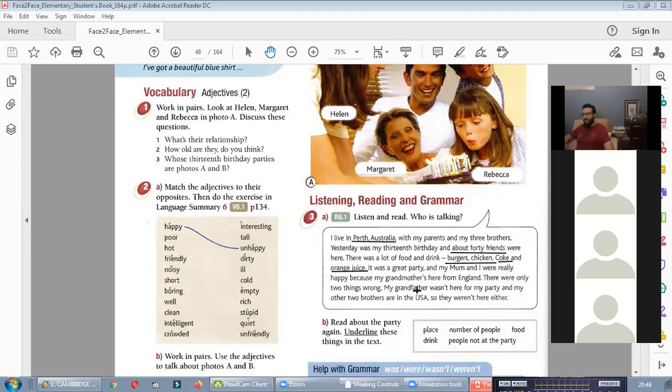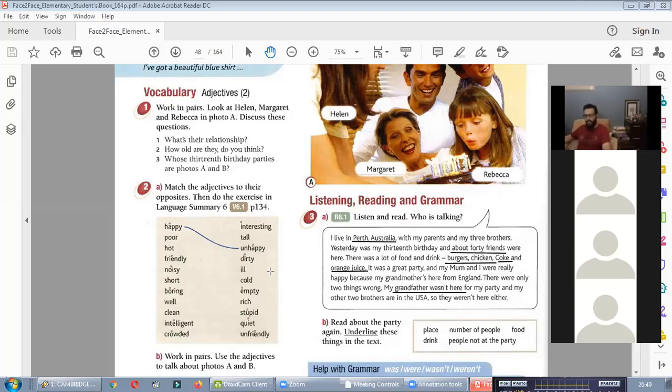Grandfather or grandmother? Who was not at the party? Grandfather. The grandmother is here from England. Okay, grandfather. Two brothers. The grandfather wasn't here. Correct, yes. So the grandmother is here, but the grandfather wasn't here. But the grandmother, was she at the party or not at the party?